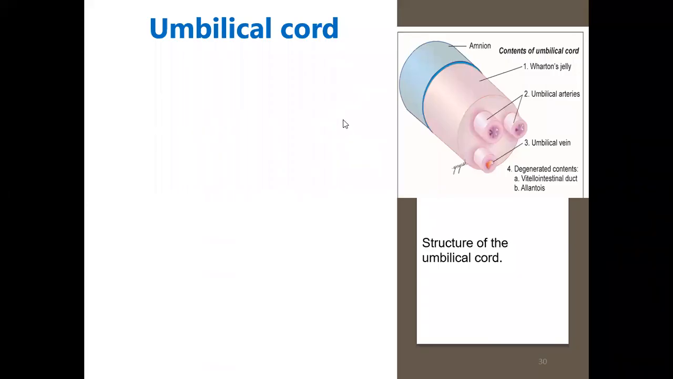Now we will continue with the topic. In this part, I'll be covering the umbilical cord along with twinning.